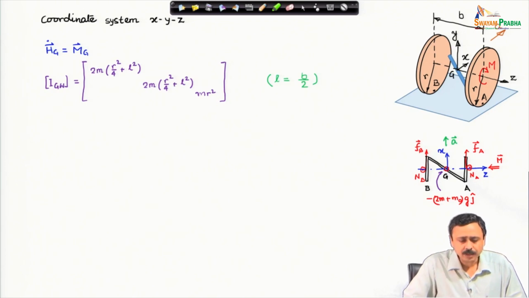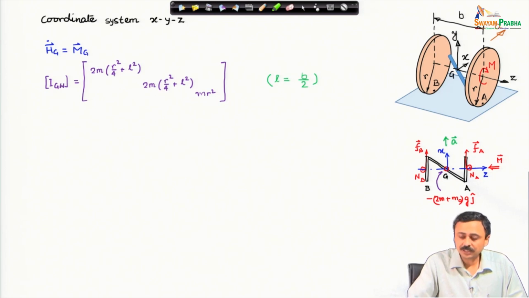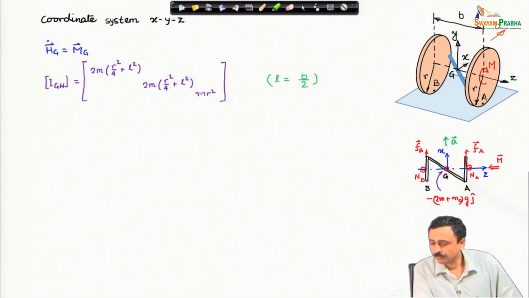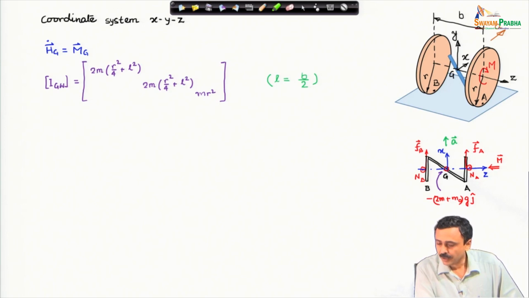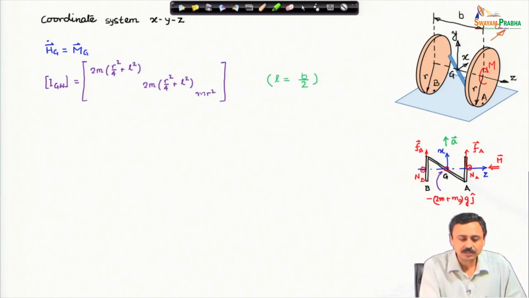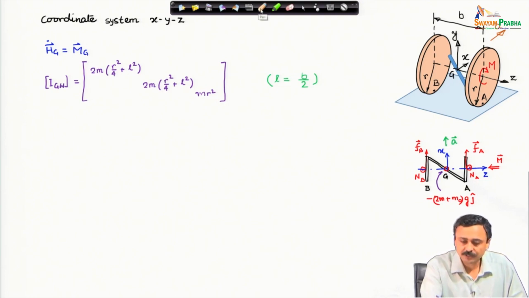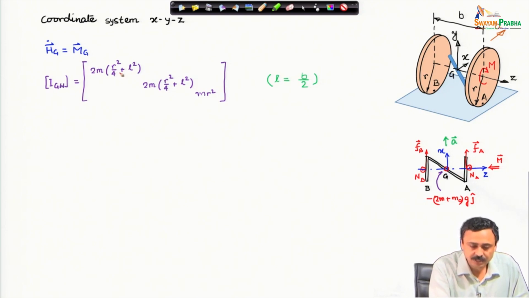First I have written down the moment of inertia tensor of the wheels. There are two wheels. Now here I have used the parallel axis theorem. I know that about its center of mass with this coordinate system I have mr², half mr², half mr² and mr², and there are two disks and there is a shift in the z direction. Therefore, I have these additional terms.